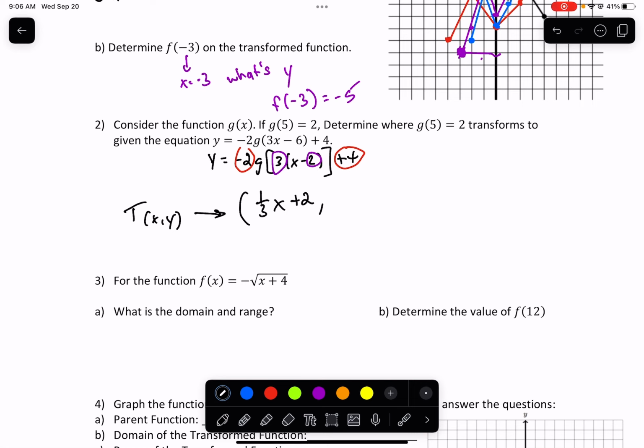And then the red stuff is your vertical components. On the outside, we're vertically reflecting, so all y values become negative, and you're also going to make all y values twice as big. That's the 2 that's out front. So we're gonna write -2y. And then the last piece is gonna take all y values and add 4 to them because the graph is gonna move up. Is everybody okay with the mapping statement?